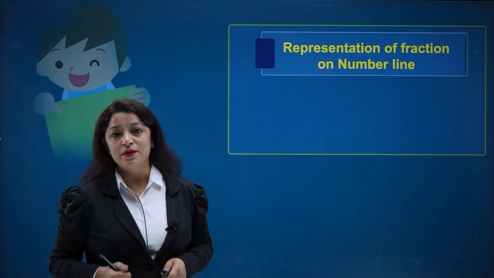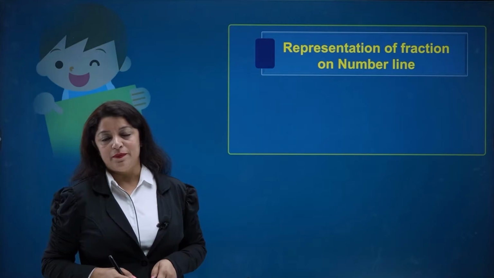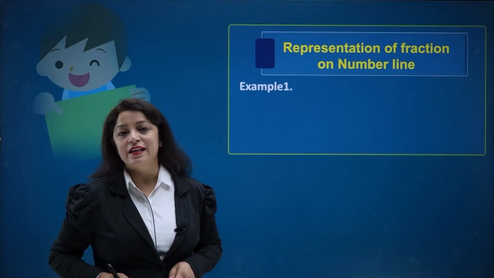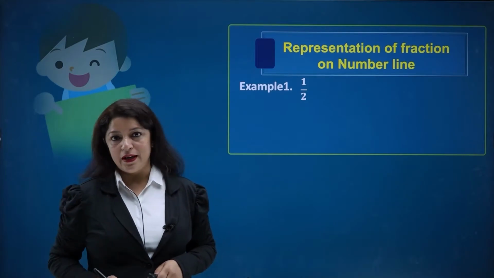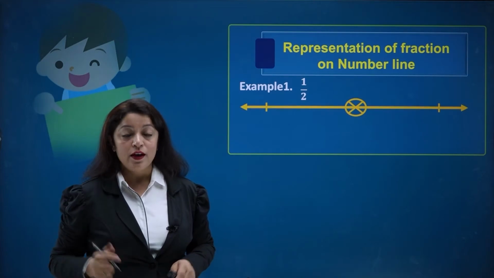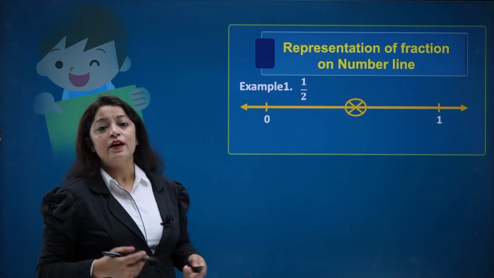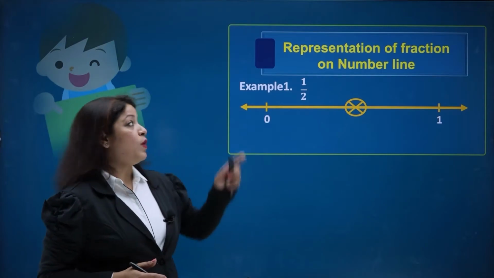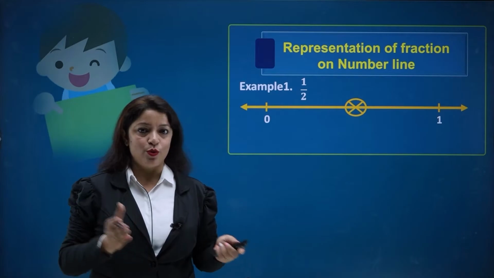That is called a number line. Now how can we represent a fraction on a number line? For that, let us take an example. Suppose I want to represent 1 upon 2 on a number line. That means first of all I have to draw a line on which some numbers are marked, like 0 and 1. Because we know 1 upon 2 is half, and half lies between 0 and 1.